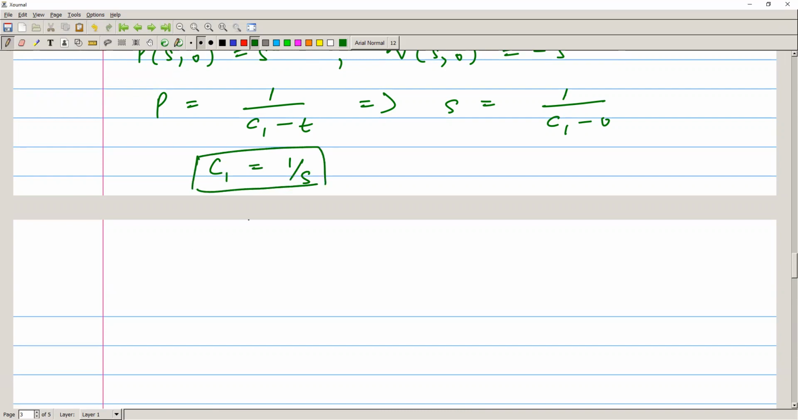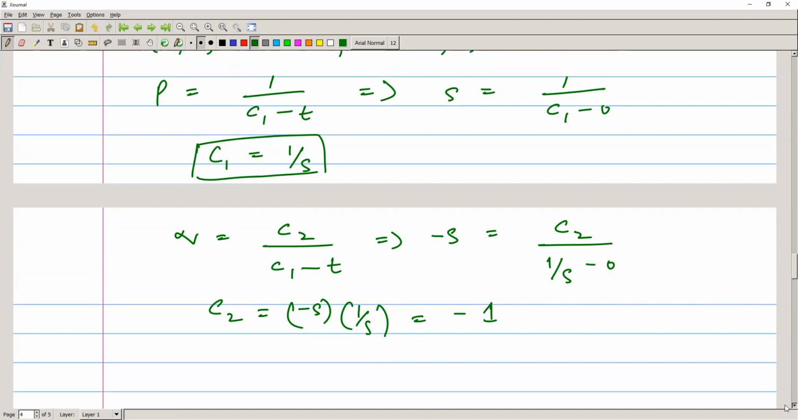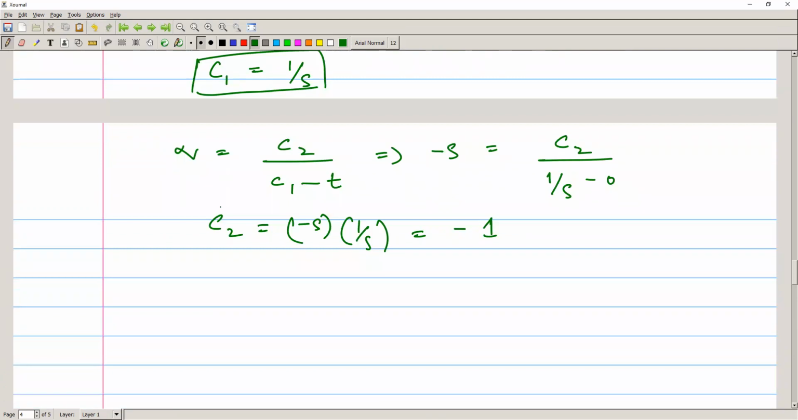Now for c2, I will use q is equal to c2 over (c1 minus t). This implies that the condition for q is negative s, and c1 I already found as 1 over s, and then minus 0. So c2 is equal to negative s times 1 over s. This will be equal to negative 1. So you see that c2 is equal to negative 1.